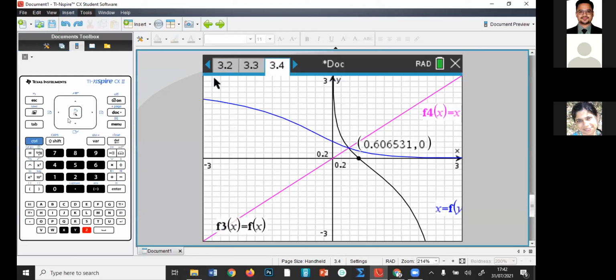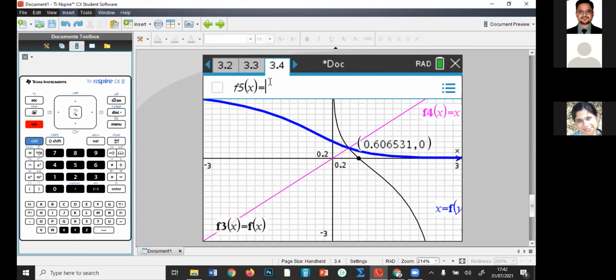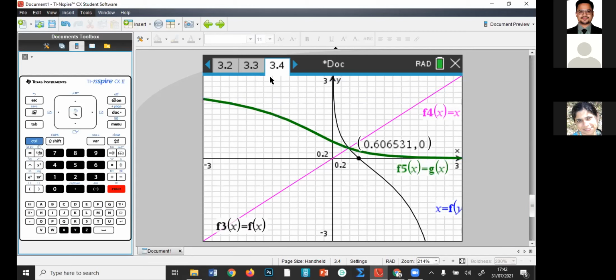Let's see what happens when we draw g(x). So let's draw g(x) here, enter. Wow. Yeah, we are getting a very good, reasonable graph here. So this green one is basically the inverse of the black one. And we can use this method in the exam because this is enabled. We can use it comfortably.